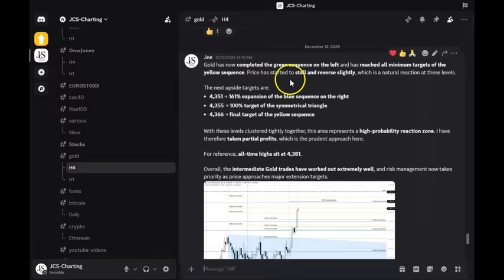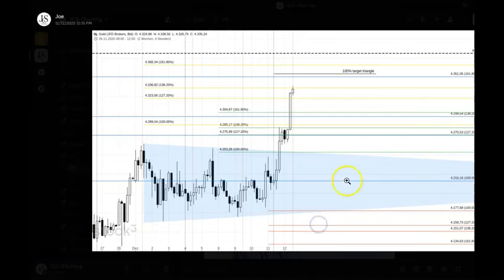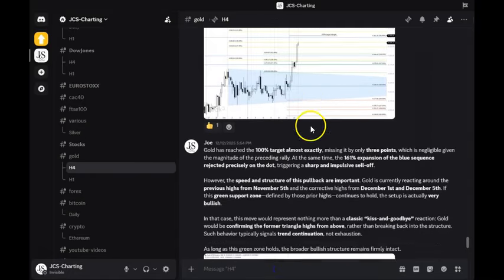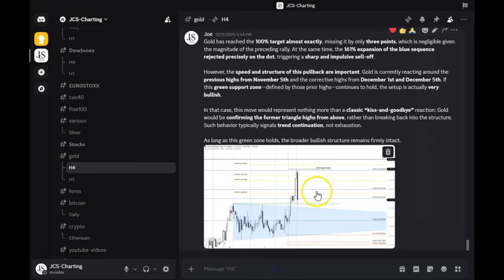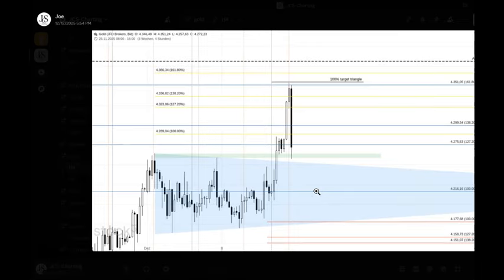I want you to read that text. 4351 was a 161 expansion of the blue sequence on the right. I took profits a bit earlier at 4335. At 4355 we have a 100% target of that triangle. And that blue line here, that's 4351, is a major level we should have a look at. And this is the result of it.